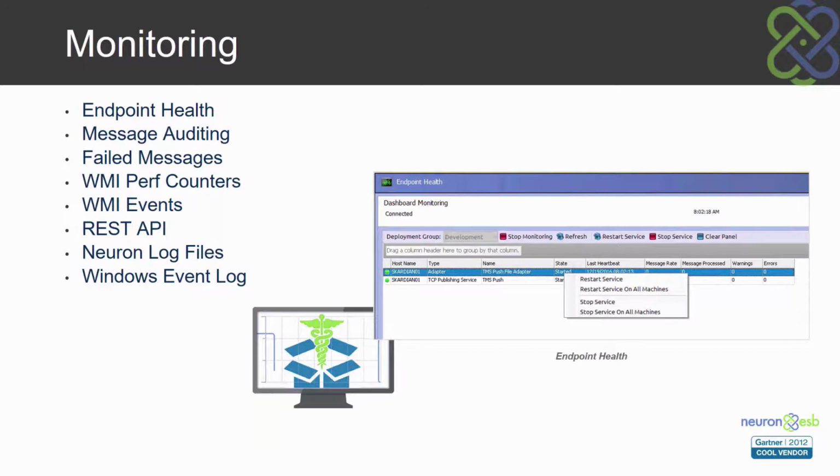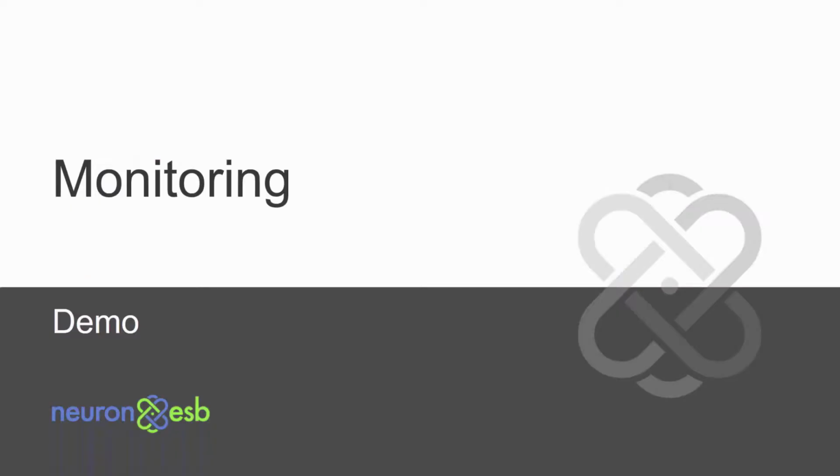Additionally, runtime logging information is written to a dedicated Windows event log, as well as to native Neuron endpoint text logs. Now, for those seeking more customized monitoring solutions, Neuron exposes monitoring capabilities to a set of WMI performance counters and events. Lastly, Neuron provides a REST-based API that exposes all of these features, as well as providing access to audited and failed messages. Let's take a little time and walk through some of these.